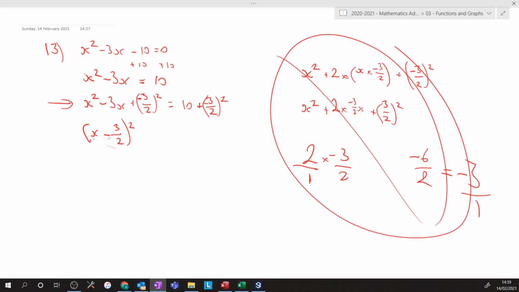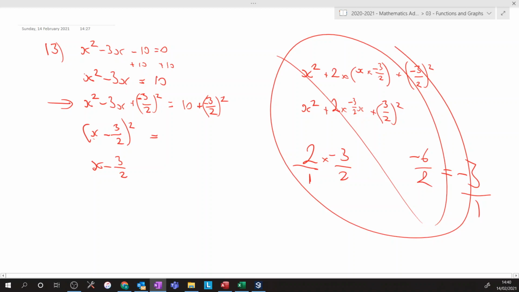When we factorize that, because we've made it a perfect square, this is the factorized version of the perfect square. If we expanded it, we get to the right things. Now in the next step we're going to square root this and end up with x minus 3 on 2.